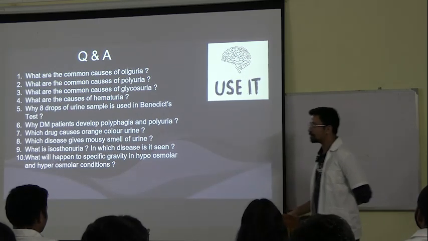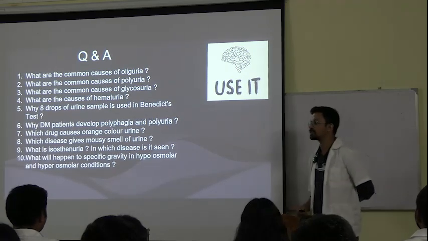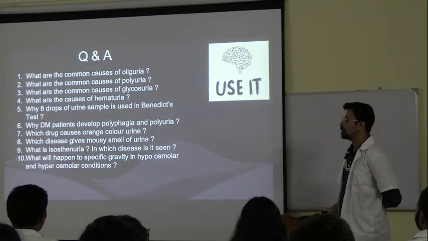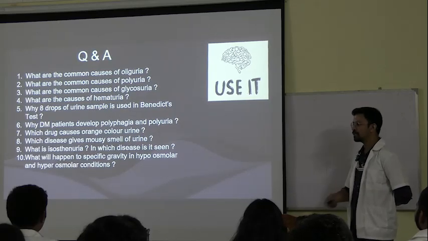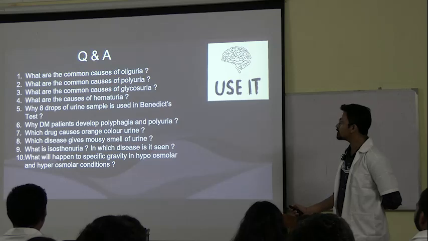Whenever glucose is coming out in the urine, it is taking water along with it. That is why the urine volume is more and the frequency is more. Whenever sugar is coming out, it is taking water along with it. Fine. Now, which drug causes orange color urine?